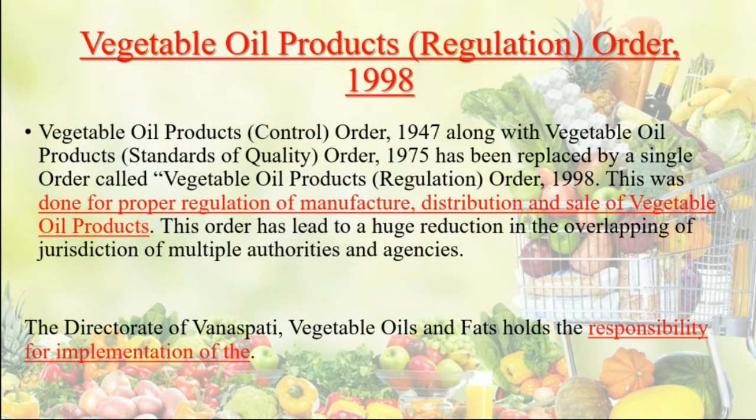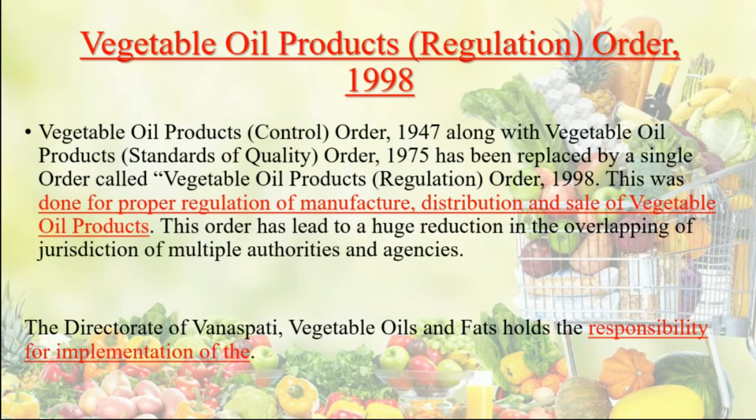उसके बाद we are having Vegetable Oil Products Regulation Order 1998, और इससे पहले we were having two different orders. One was Vegetable Oil Product Order 1947, and we were having Vegetable Oil Products Standards of Quality Order 1975. तो ये दो इंडिविजुअल वेजिटेबल ऑयल से रिलेटेड हमारे पास ऑर्डर्स थे. उन दोनों को रिप्लेस करके एक सिंगल ऑर्डर को लाया गया, that was Vegetable Oil Products Regulation Order.